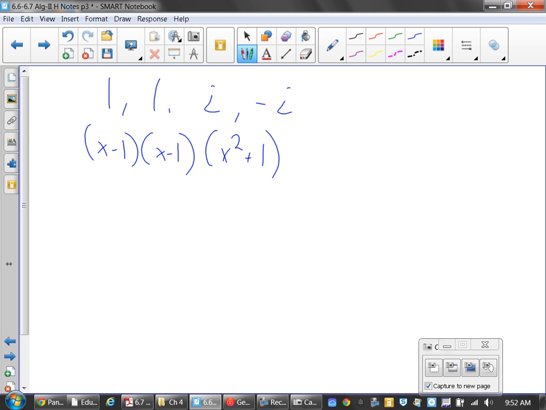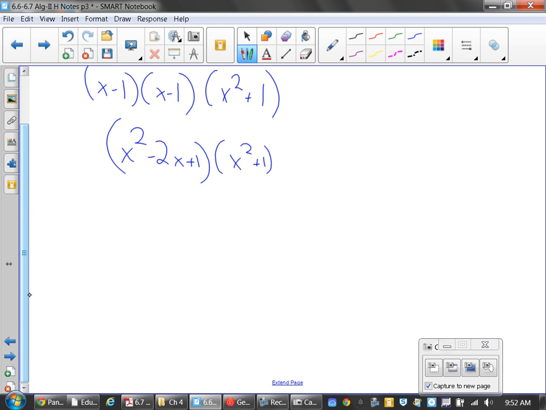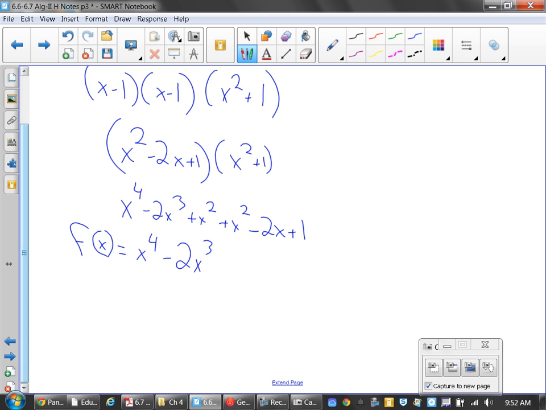Now, you should know what this is off the top of your head. x squared minus 2x plus 1. And then just continue to distribute. x to the 4th minus 2x cubed plus x squared minus 2x plus 1 gives us the final function of x. And make sure you write it in a nice descending order. And you're done. Okay.